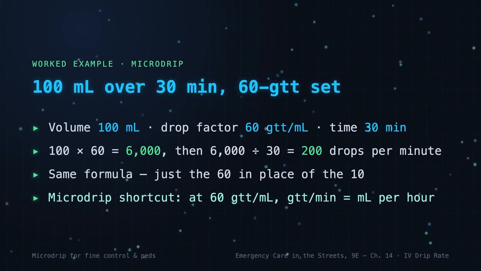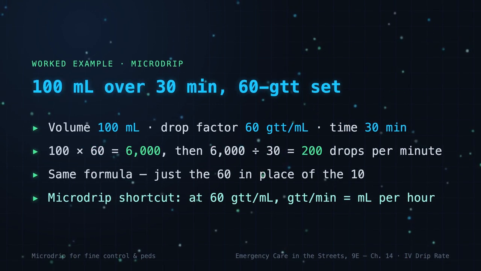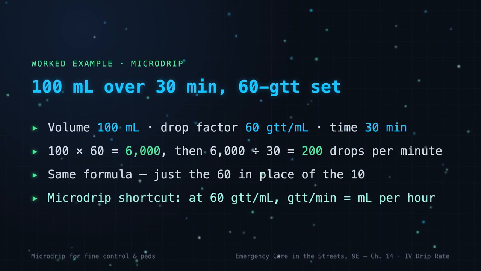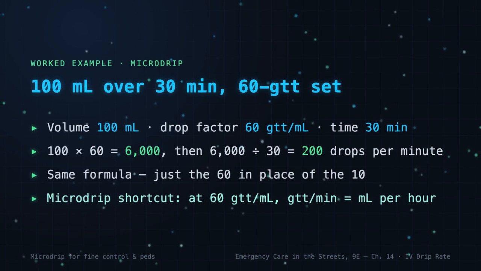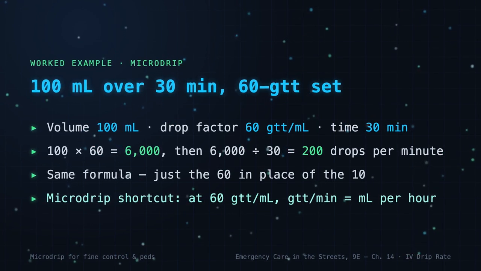And here's a handy check for microdrip. At 60 drops per milliliter, the drops per minute equals the milliliters per hour. So 100 ml/h is 100 drops a minute.